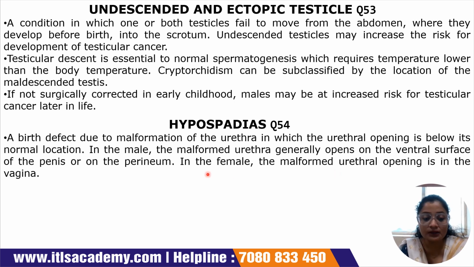Okay, moving on to the next important subcode that we need to talk about, that is Q54, which corresponds to hypospadias. It's again a birth defect due to malformation of the urethra, in which the urethral opening is below its normal location. In the male, the malformed urethra generally opens on the ventral surface of the penis or the perineum. In the female, the malformed urethral opening is in the vagina.